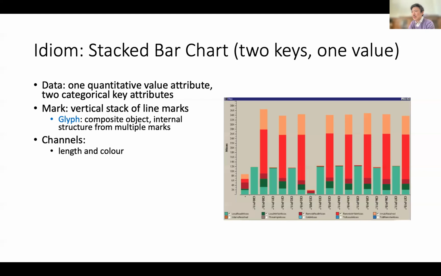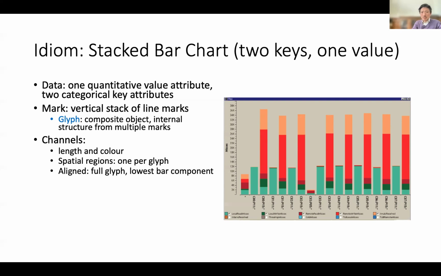Okay, and so in terms of the channels, it uses both length, which is easy to understand, how high the bar is indicates some value, but also the color. So the color indicates which part of the bar or the type of the value, because in a stacked bar chart, each section represents a different data attribute, and they add up together.